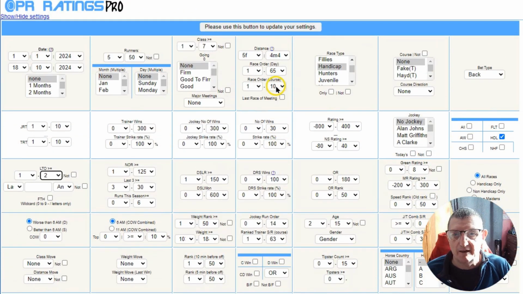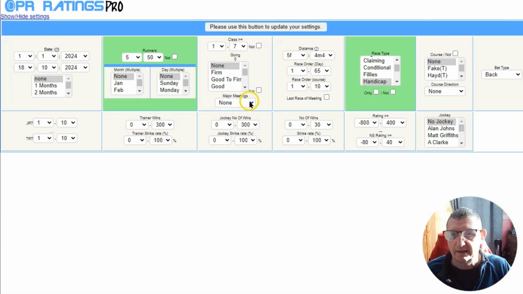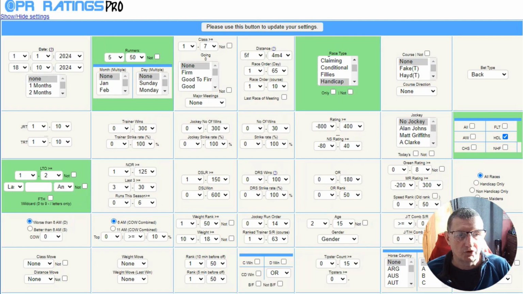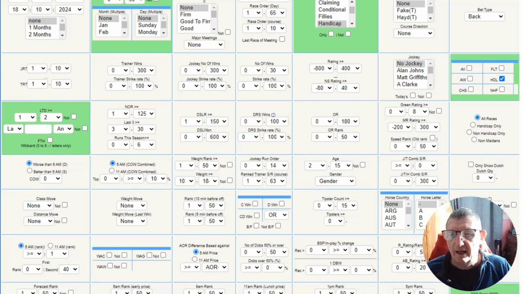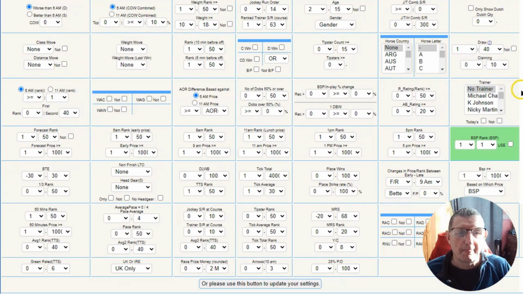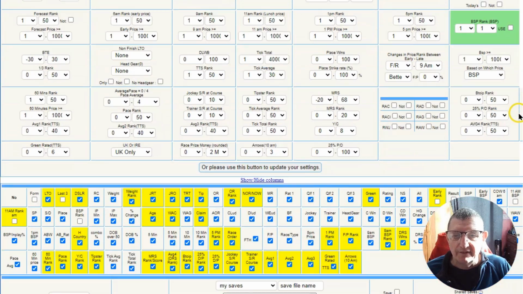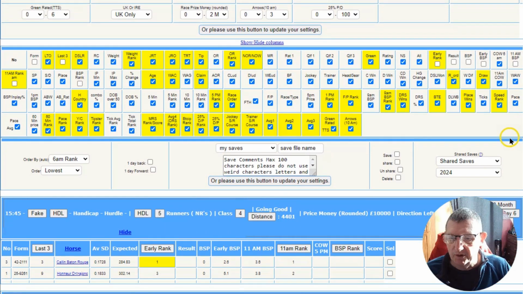favourites. So if I just update that now, like so, and that'll take a couple of seconds to just shoot down. So as you can see, they're now highlighted: 5 to 50 runners, handicap, hurdle, first, second, last time out, the SP rank. Now, if you add PR ratings, you can do a lot more. You can highlight these quick analyze buttons.